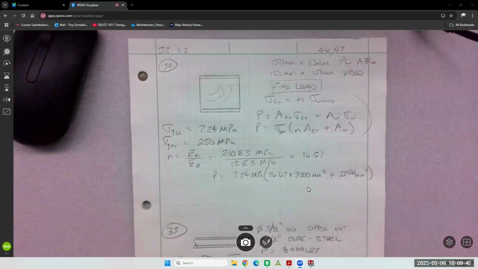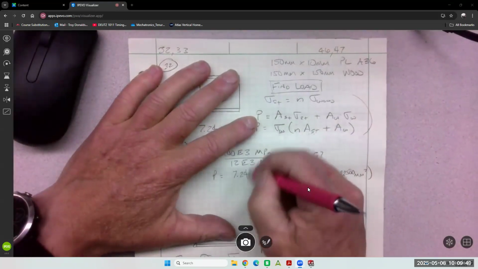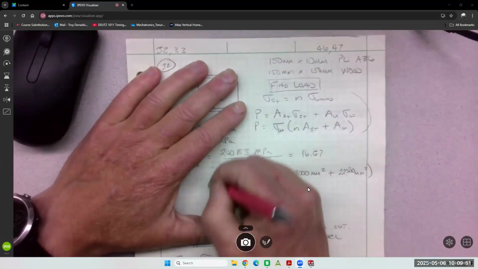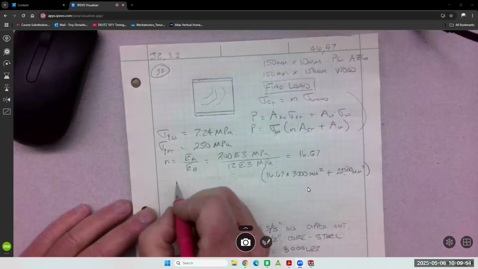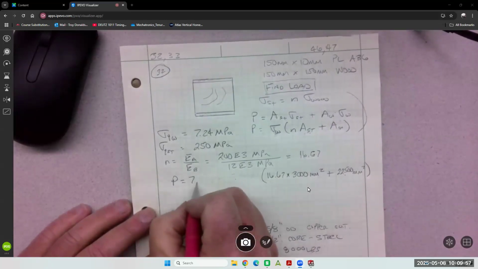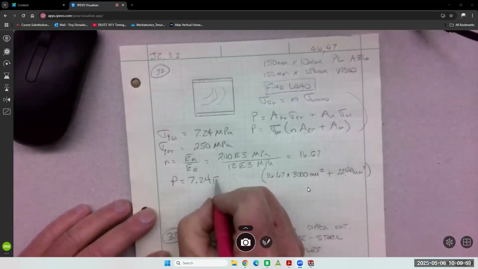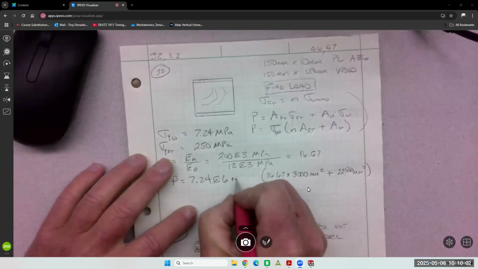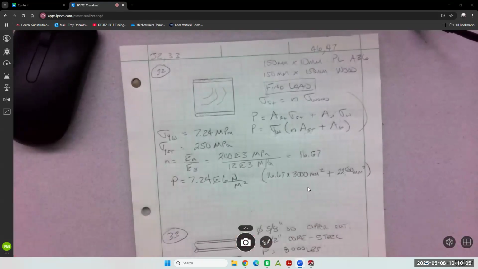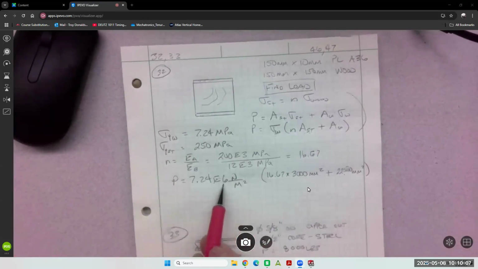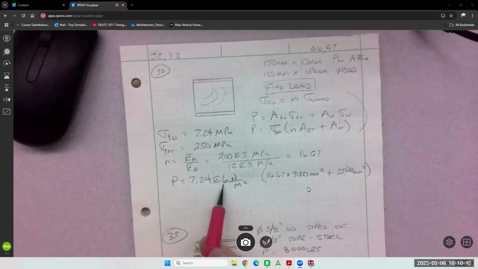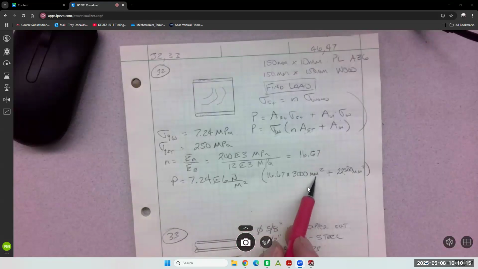All right, so we have a problem, because a megapascal is what? What's a Pascal? So I'm going to get rid of that unit. I'm going to rewrite it just so I can see it. P equals 7.24 E to the 6 Newtons per meter squared. That's mega, E to the 6, exponential to the 6, right? But now I have meters squared and millimeters squared. So I have a problem.